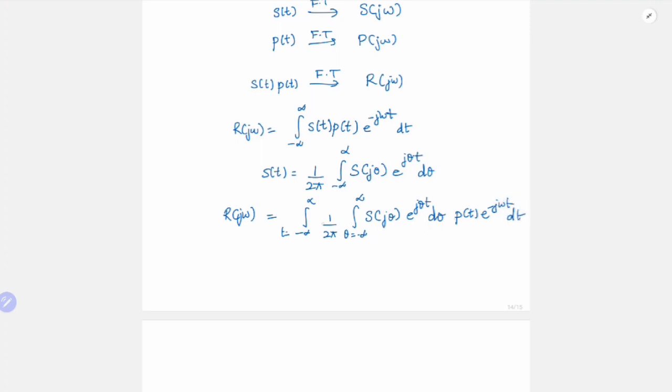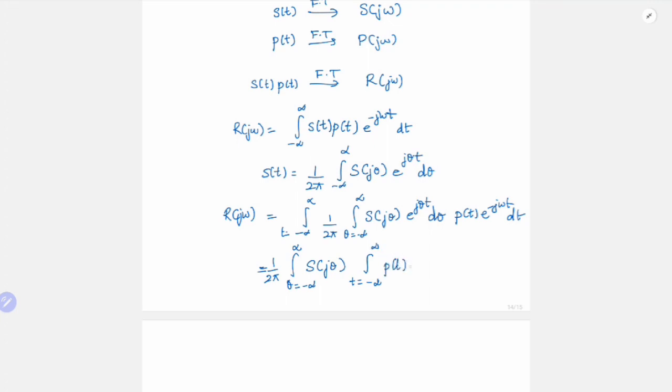Now let us again change the order of integration. So I have 1 over 2 pi, which is a constant, so I am taking it outside. Theta equal to minus infinity to infinity S of j theta, because it is not depending on t, and I'll put all the t-dependent terms inside.